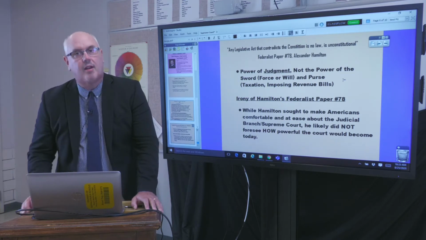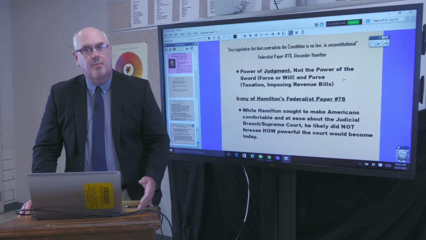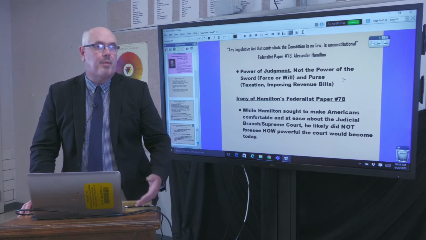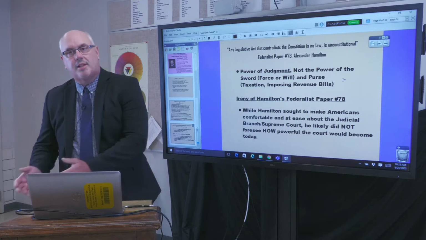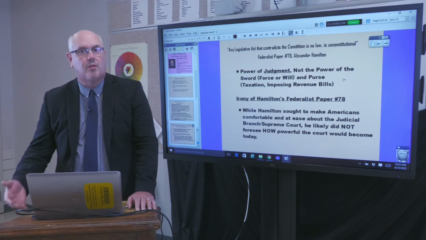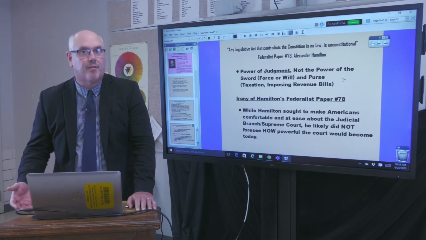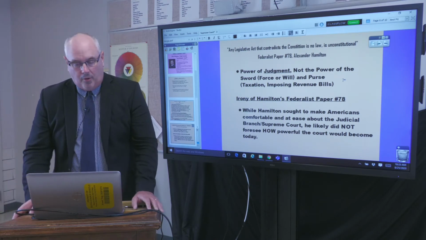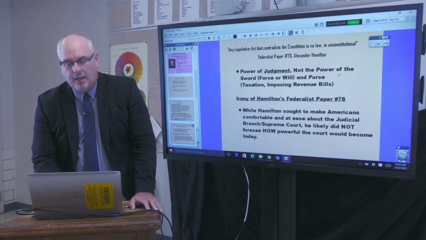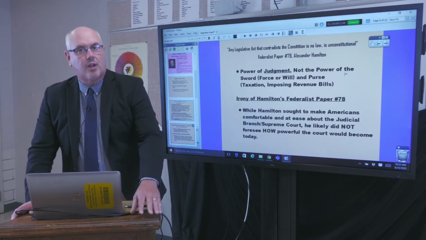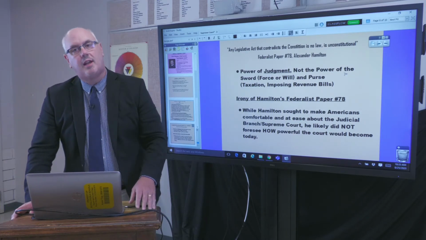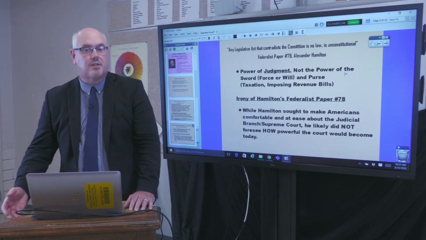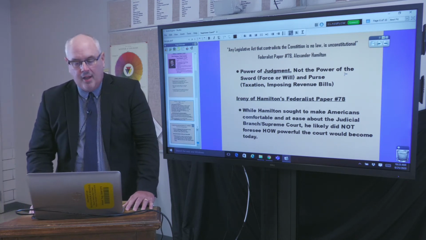And remember, the executive branch and the legislative branch had the power of using force or using will. That would be the power of the sword, as well as the power of the purse, which is the power to raise taxes or to do revenue bills, which is what the legislative branch can do. So Hamilton warned that those powers are the most likely to violate the Constitution. The judicial branch instead will not violate the Constitution. They will protect the Constitution and protect the people.